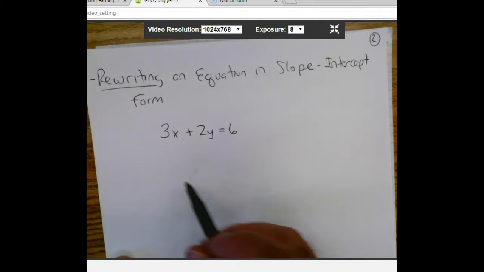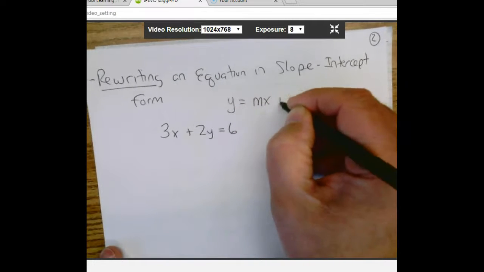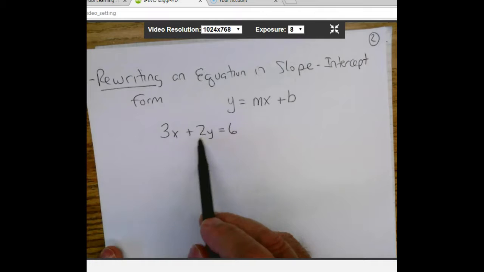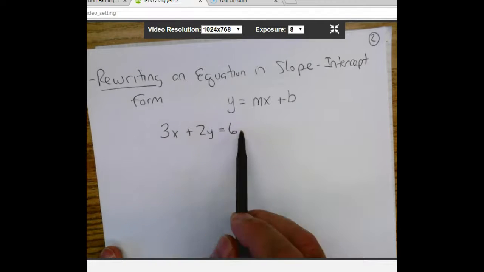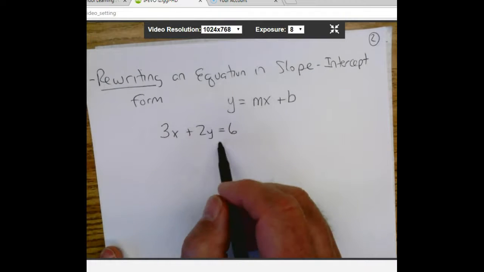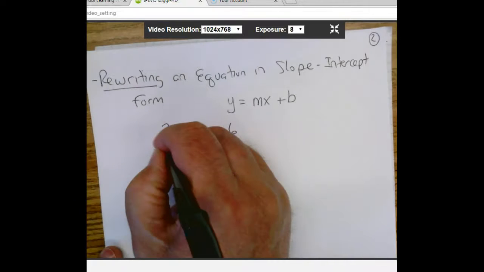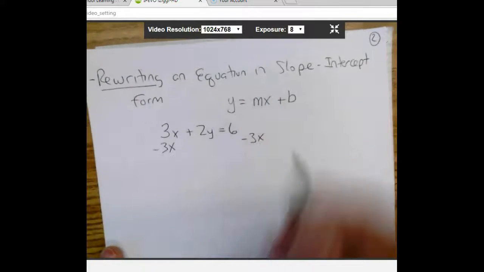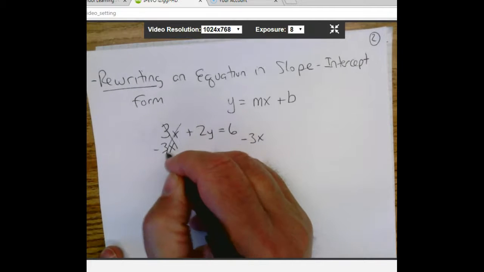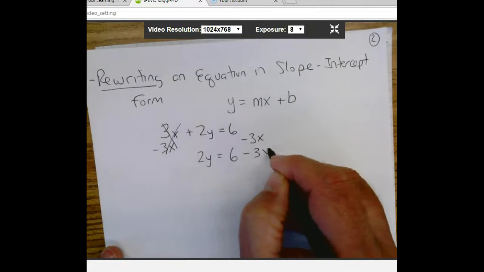So here, what we want to end up with, if you remember, is y equals mx plus b. And we want to get y by itself, keep it on this side. We probably want to move the x over, right? So we're going to minus 3x. We're obeying the rules of algebra, so we do the same thing to both sides. This then cancels, and this becomes 2y equals 6 minus 3x.